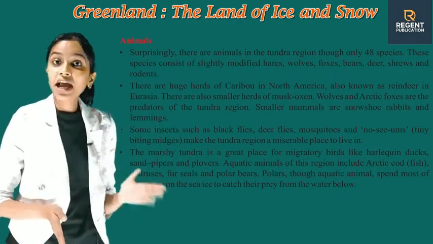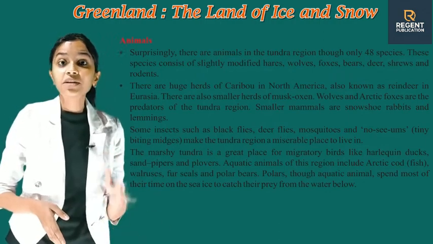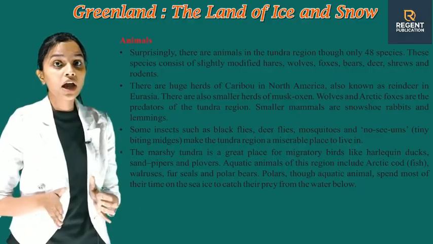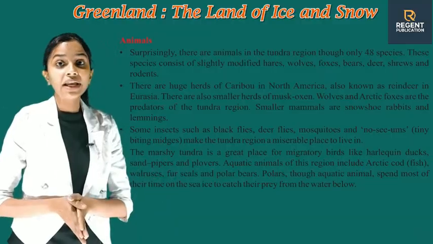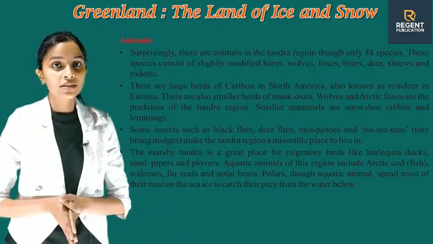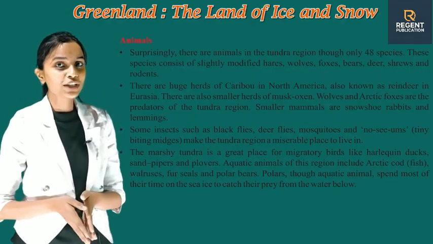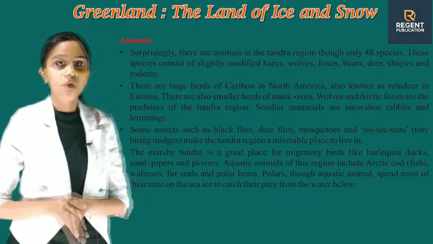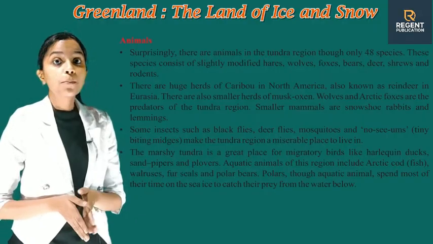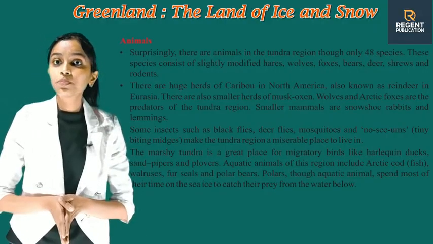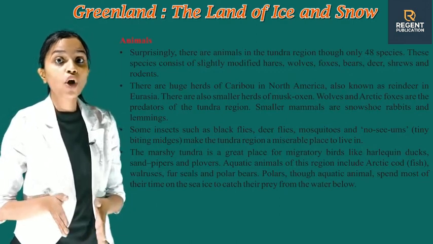Some insects such as black flies, deer flies, mosquitoes, and no-see-ums, tiny biting midges, make the tundra region a miserable place to live in. The marshy tundra is a great place for migratory birds like harlequin ducks, sandpipers and plovers. Aquatic animals of this region include Arctic codfish, walruses, fur seals and polar bears. Though aquatic animals, they spend most of their time on the sea ice to catch their prey from the water below.